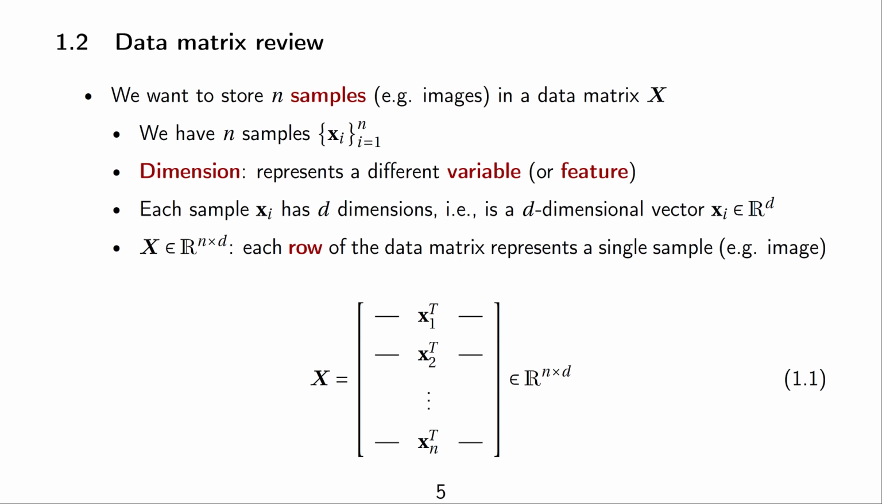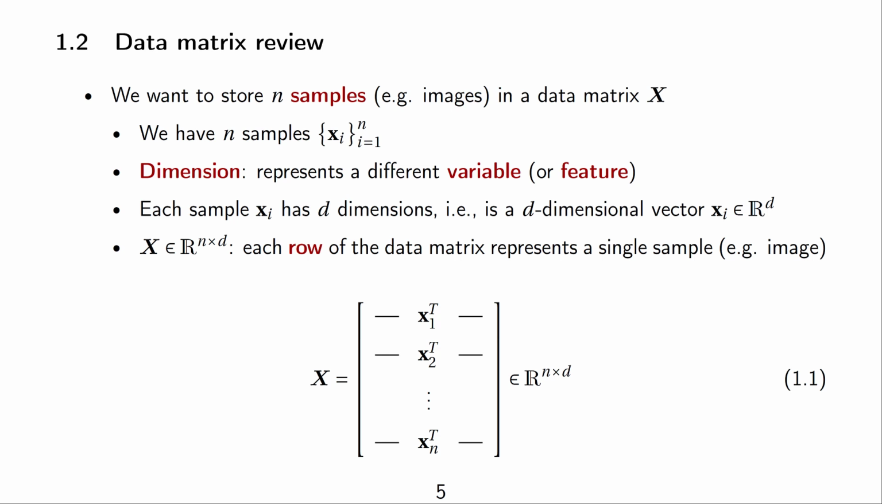And so we have n of these samples, and the dimension of the sample refers to the different variables or features describing a sample. For example, we would say that an image has d dimensions, and each dimension corresponds to a pixel, or if there are RGB color channels, then each dimension would correspond to one of the color channels within one of the pixels.